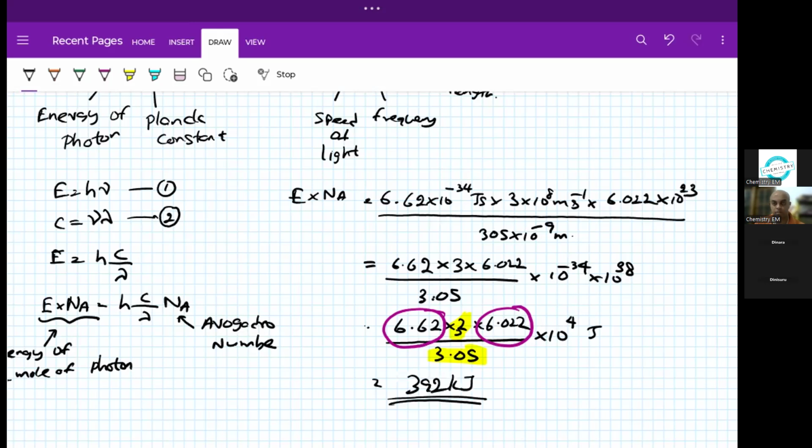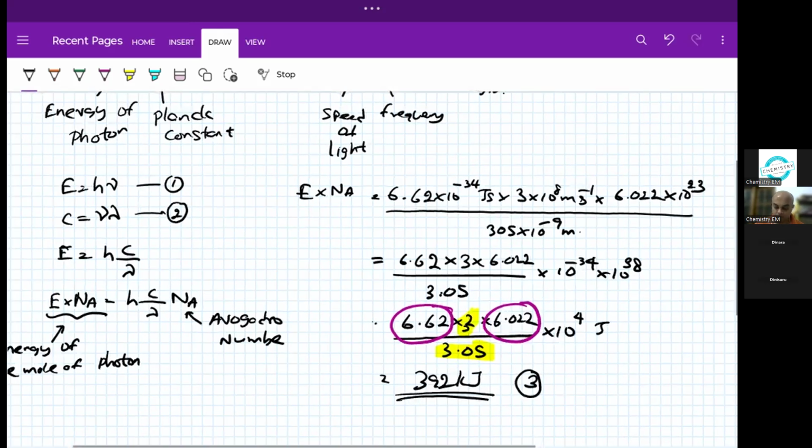So this is how you save time. By just looking at the answers, you can pick the answer to this one. So the answer should be the third answer. This is the 2011 question.